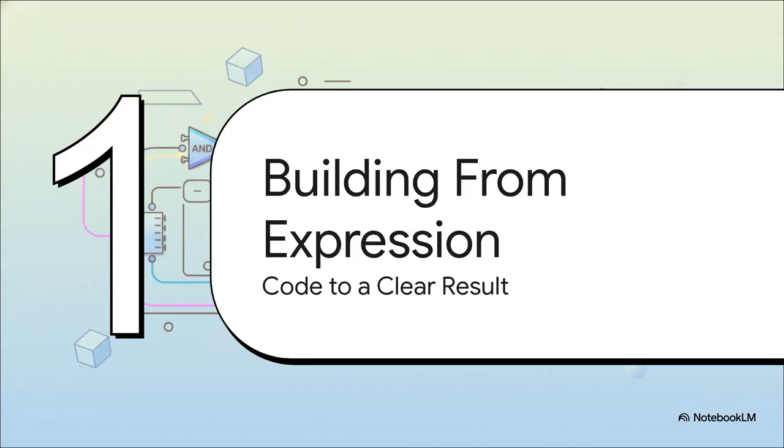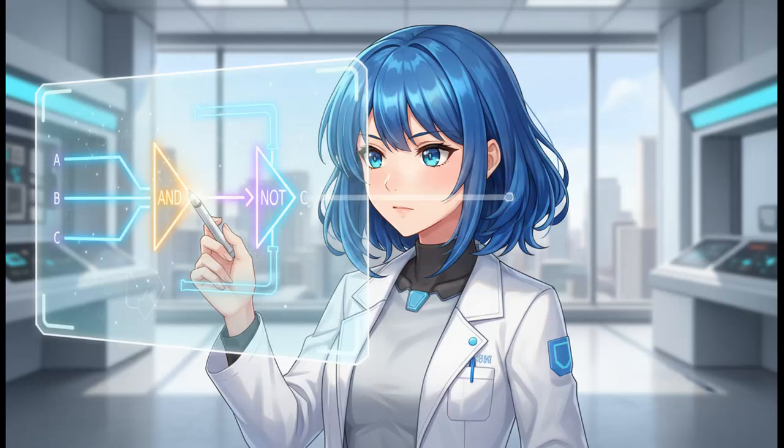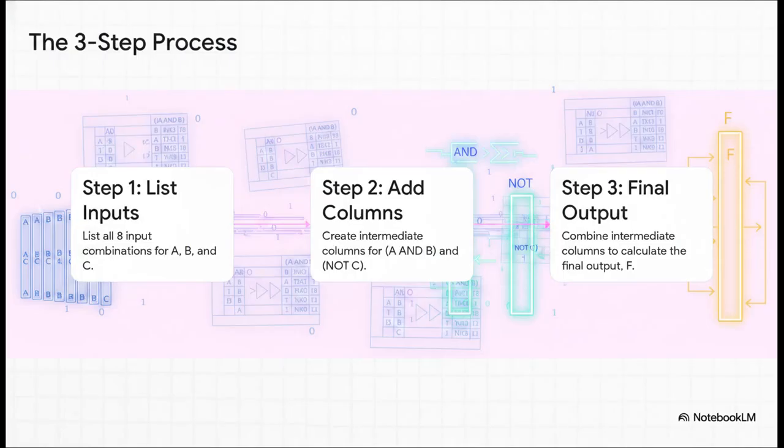Okay, enough theory, let's put this into practice. We're going to build a truth table from something called a Boolean expression, which is really just a formal way of writing down a logical statement. All right, here's our challenge. This expression looks a little complex, I know, but by breaking it down, the truth table is going to make it crystal clear. Our mission is to find that final output, f, for every combination of our inputs A, B, and C.